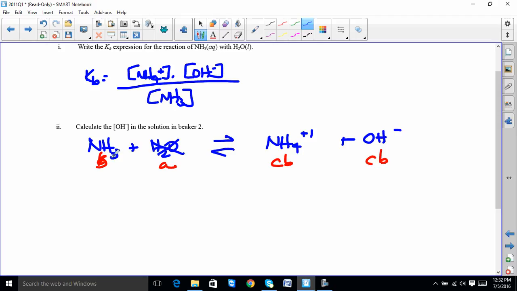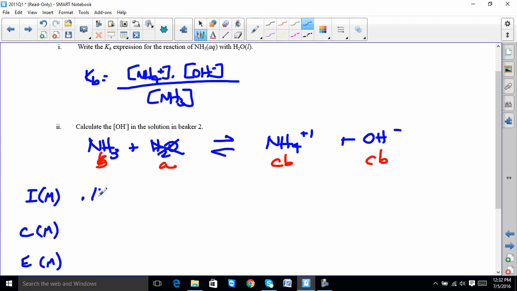NH3 doesn't have OH in it like strong bases do, like sodium hydroxide, which is Drano. You know, sodium hydroxide dissociates into sodium ions and hydroxide ions. This hydroxide comes from a chemical reaction with water. So the moral of the story is weak bases are the toughest things to do ice charts on because you can't do Arrhenius theory. You have to do Bronsted-Lowry.